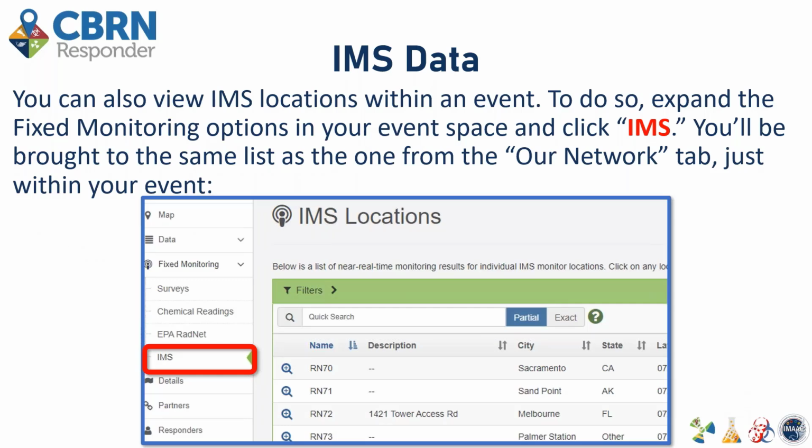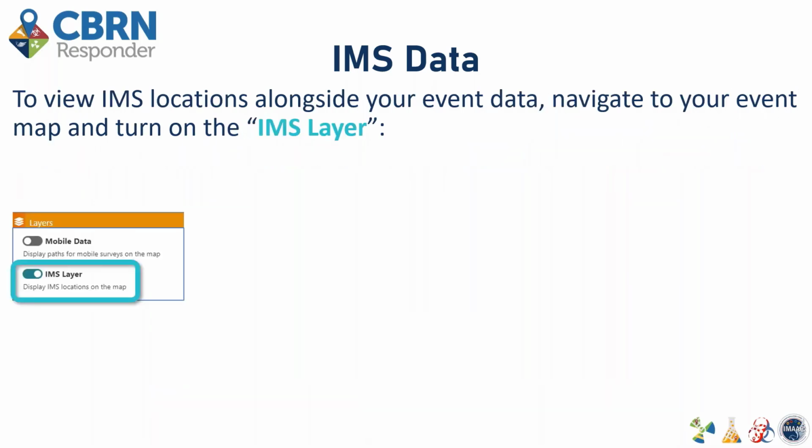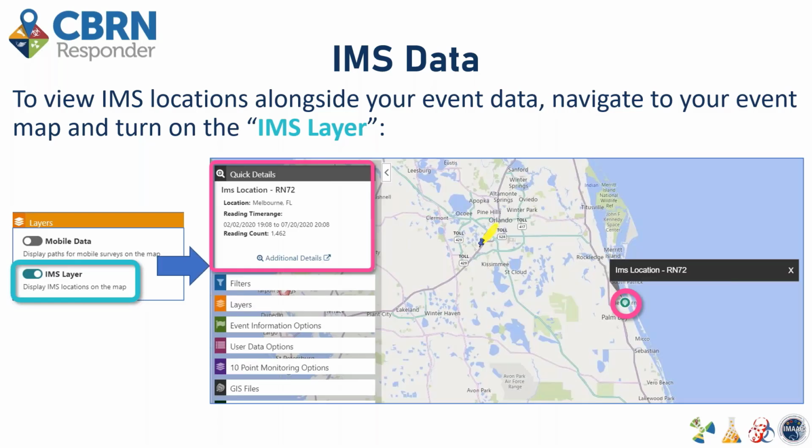And similar to EPA RadNet, you can also view IMS locations in the event space. So then radiological event, and then under fixed monitoring, you'll see IMS. And this will be the same page that we just viewed from the Our Network menu. To view this from the map, you'll turn on the IMS layer. You can click on the specific location and you will see this in the quick details as well. And we do always have the additional details that will take you back out to that specific tabular view.